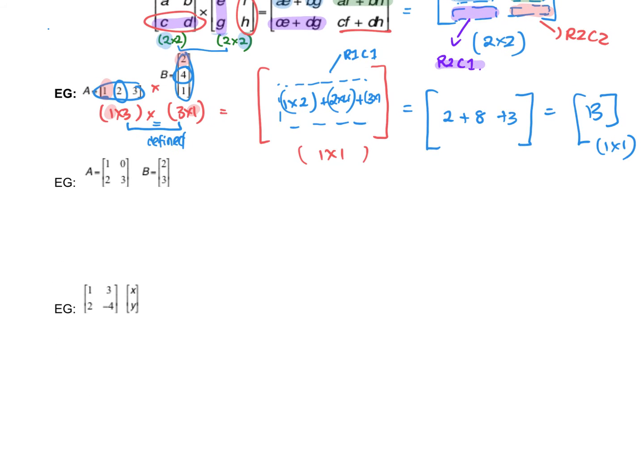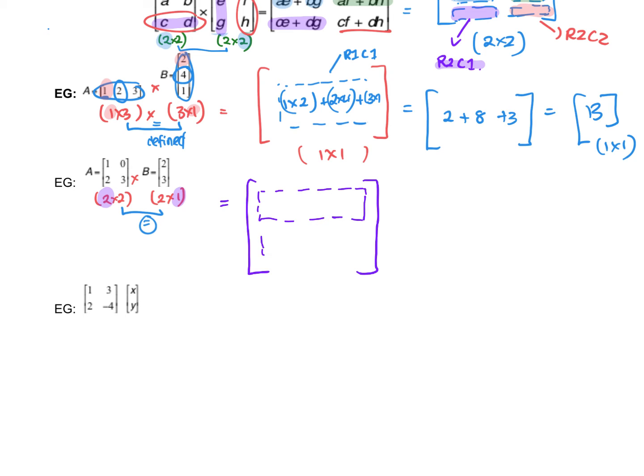Alright, so let's first look. What's the order of this matrix A? Good. And what's B? Okay, so is it defined? And what will the answer be? A 2 by 1. Good. So I'm going to have 2 rows with 1 column. So there'll be an answer here and an answer here.